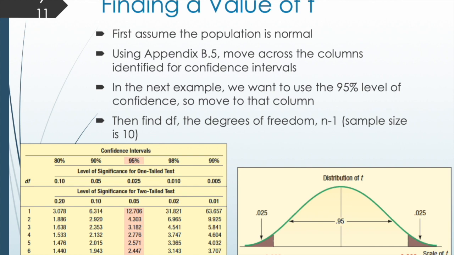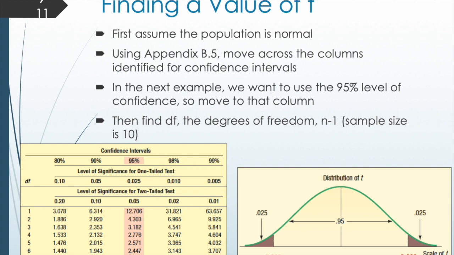So the first thing you're going to do is look across this top row, and this is the percents for the confidence intervals. Whichever one you want to use, if it's 95, then you're going to go down this column here. That's somewhere where your T value is going to be. So that's step one: find the column that represents your confidence level.